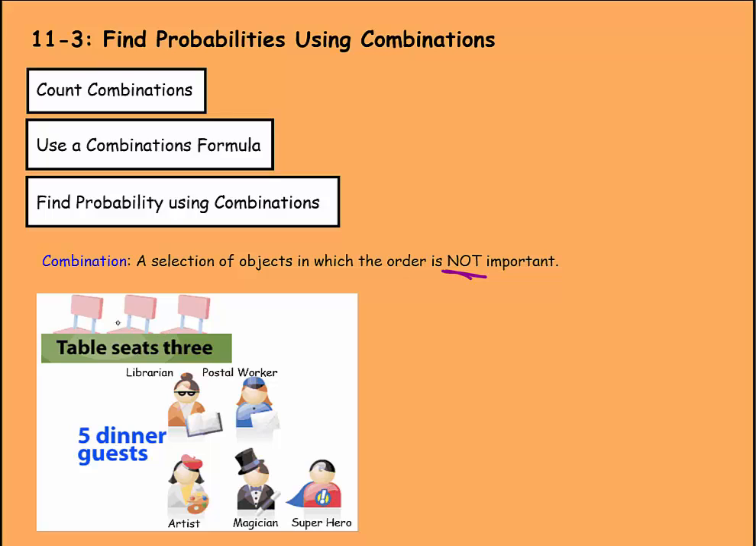So in this situation, it wouldn't matter who sits in what seat. The only thing that would matter is that they sit together. For example, we could have this be a combination, or we could have these 3 be a combination in any order, or these 3 be a combination. And we're going to find out how to count them, use a formula, and then find probability with these.